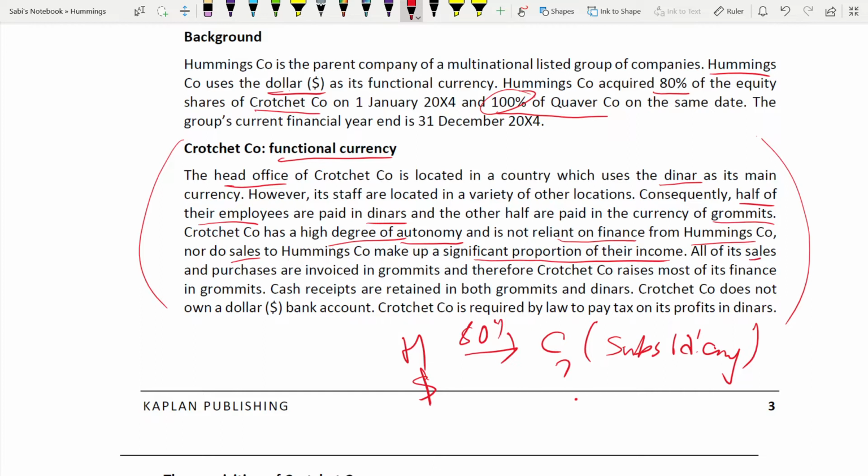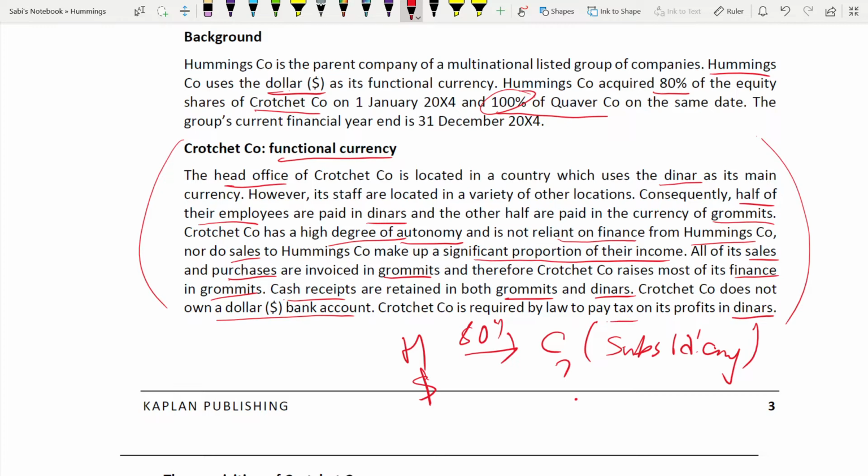All of its sales and purchases are invoiced in grommet, and therefore they raise most of the finance also in grommet. Cash receipts are retained in both grommet and dinar. Okay, and Crochet does not own a dollar bank account. Because it does not own a dollar bank account, it looks like the dollar cannot be the functional currency, but we'll see. Crochet is required by law to pay tax on its profits in dinar. Okay, to pay tax.